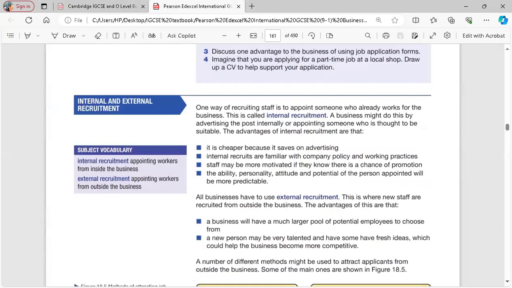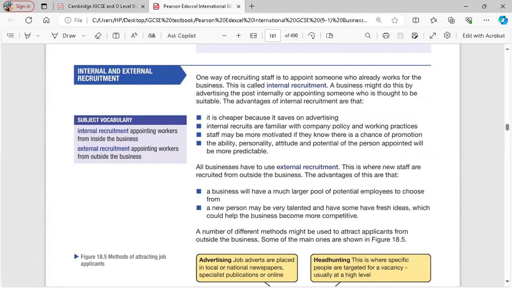We've got on. Then we have types of recruitment. We have internal and external recruitment. Are you there? Yes. So they said one way of recruiting staff is to appoint someone who already works for the business. This is called internal recruitment. I told you earlier, internal recruitment means you are employing workers from within the business. What are the advantages of internal recruitment?